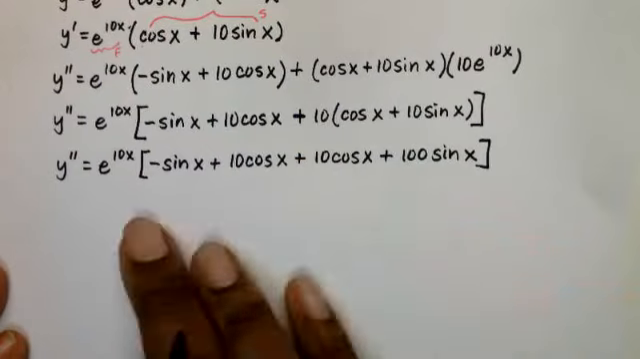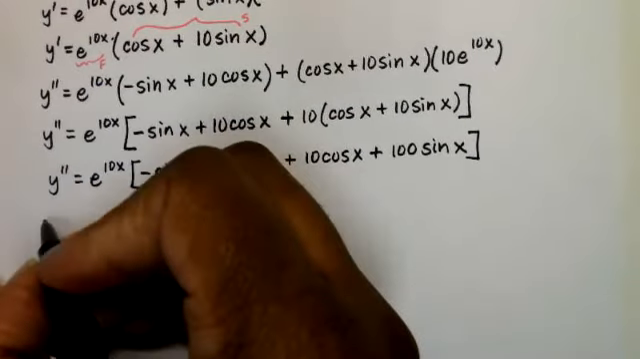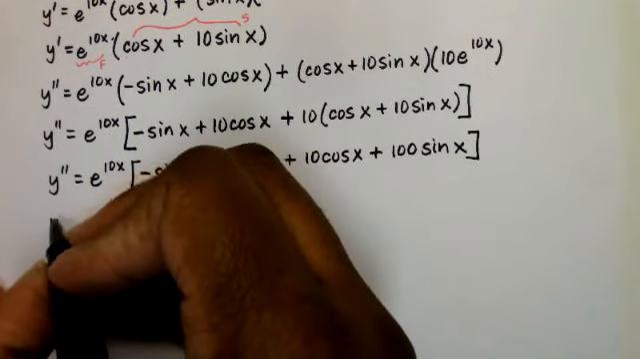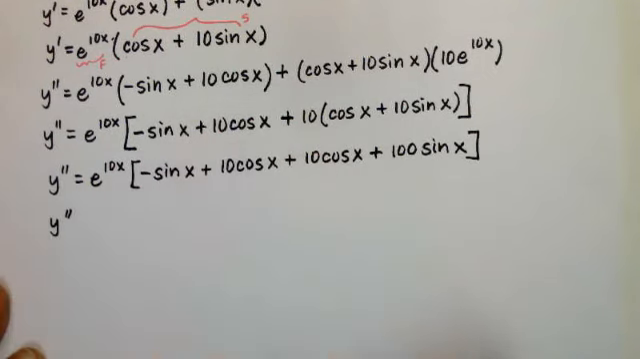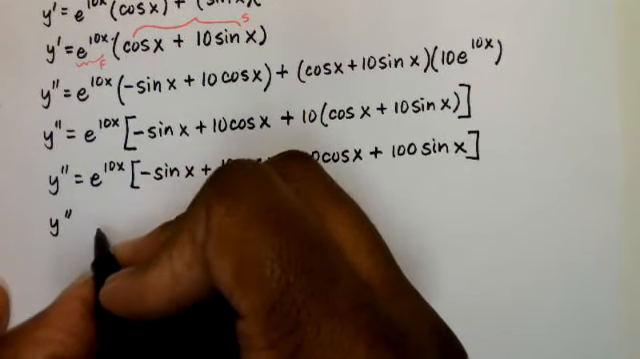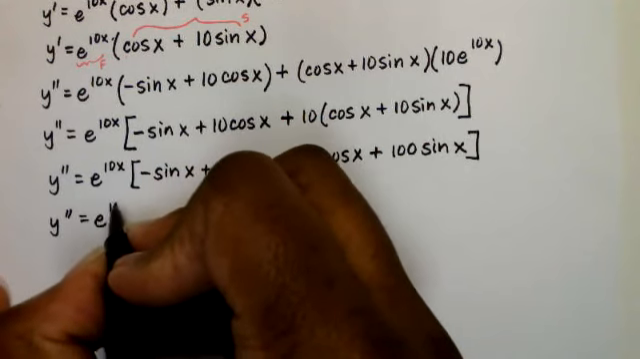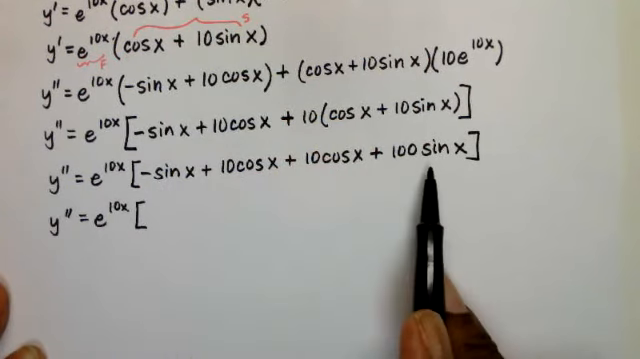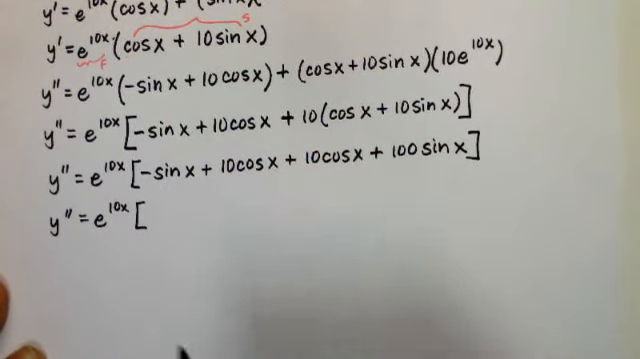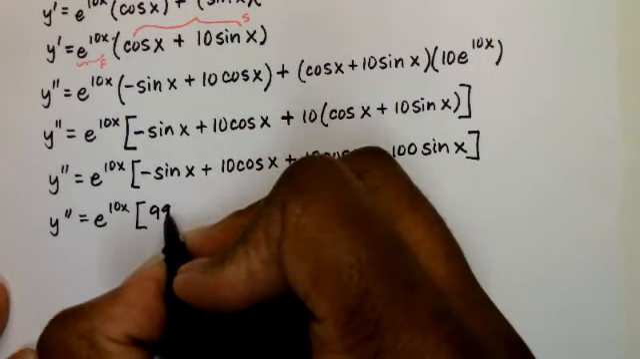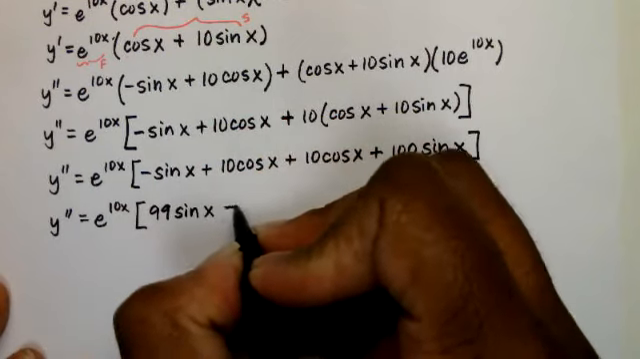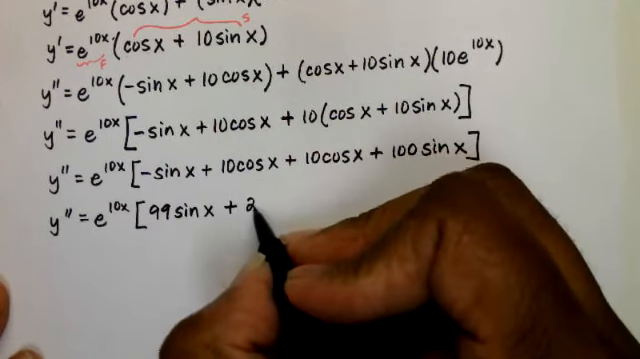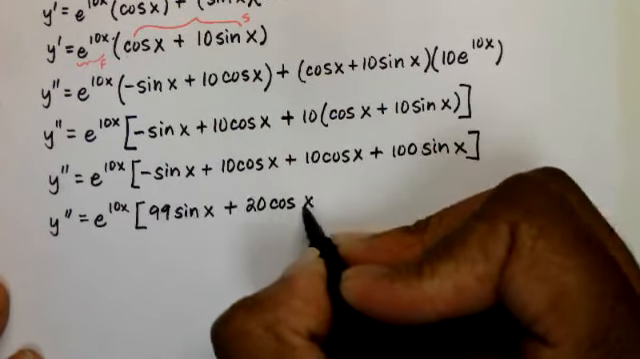Now we're going to combine some like terms in this bracket right here. So y double prime is going to be equal to e to the 10x on the outside. Now, notice we have negative sine of x plus 100 sine of x. That's going to give us 99 sine of x, plus 10 cosine of x plus another 10 cosine of x. That's 20 cosine of x.